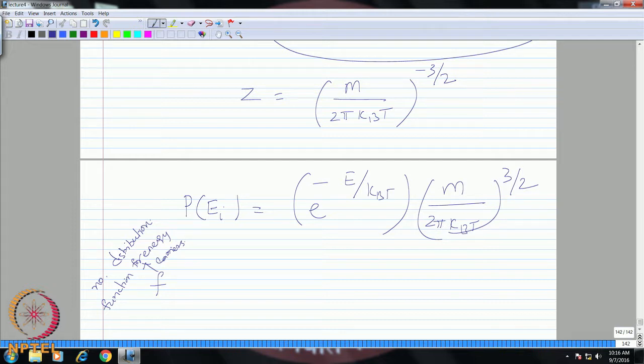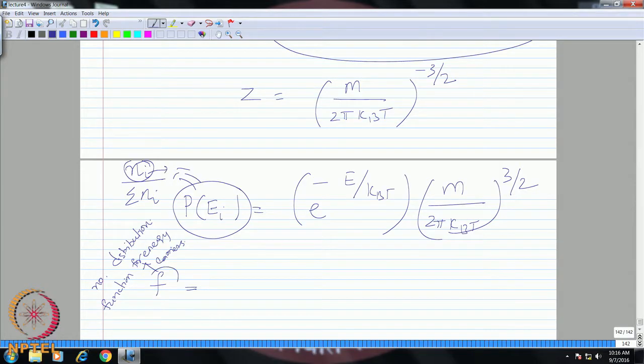So, we know that P(Ei) is nothing but n(i) by summation of n(i). Okay. Now, we want to get back something like this. So, if you want to get the number distribution, we will multiply the probability by the number density, that is the number of molecules in a unit volume of a system, for example. Okay, so this is a pure number.